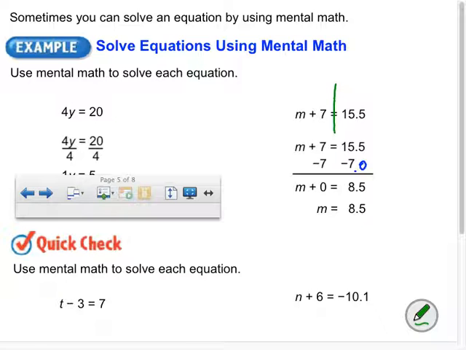-7. And so I can't just -7 from one side. I got to -7 from both sides. And so this becomes 0. But this became our answer, 8 and 5/10, and then m plus 0 is just m. So there's my final answer right here.